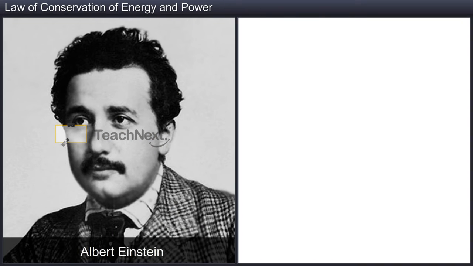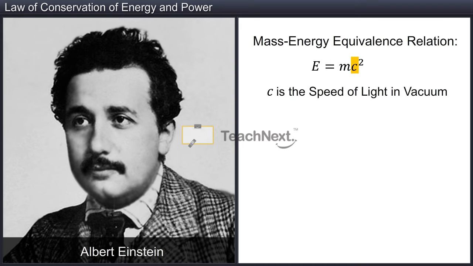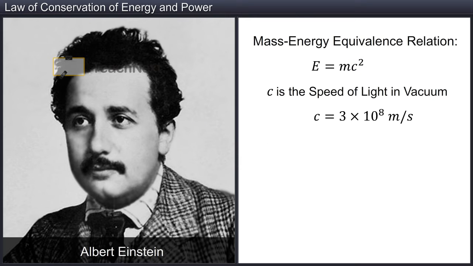However, Albert Einstein proposed his famous mass-energy equivalence relation, E = mc², to show that mass and energy are equivalent. In this relation, E = mc², and c is the speed of light in vacuum, which is approximately 3 × 10⁸ meters per second.